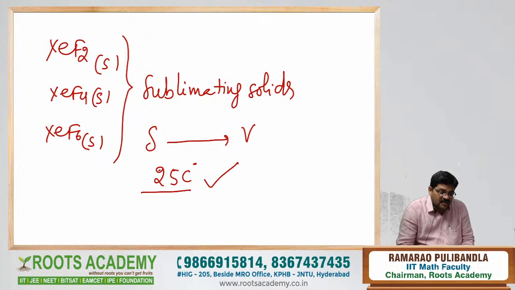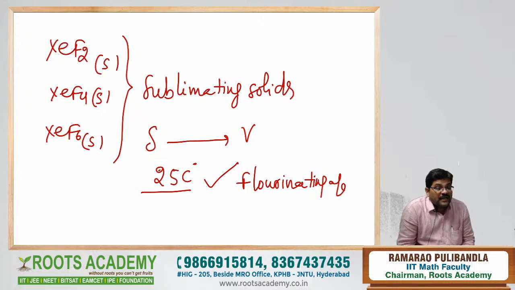That's why these xenon difluoride, tetrafluoride, and hexafluorides are used as what? Fluorinating agents. One of the beautiful points. What is the meaning of fluorinating agents? The agents which supply fluorine to the given species. Fluorinating agents means the agents which readily supply fluorine to the given species. They act as some of the best fluorinating agents.